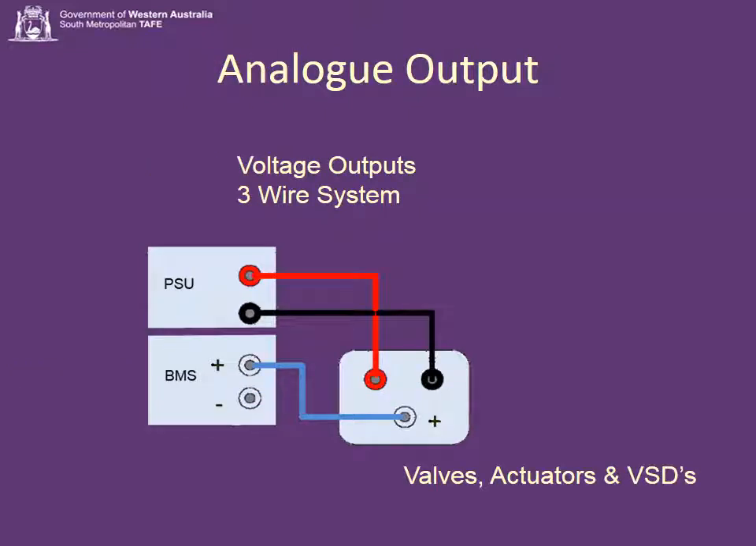Analog outputs. This is to things like valves, actuators, VSDs, that sort of thing. Normally they need power to actually work, so we connect 24 volts to the power supply unit, and then the voltage signal comes out of the BMS and connects up. If it's something like a VSD, it normally has its own internal power, so the only thing you connect is the voltage signal from the BMS.